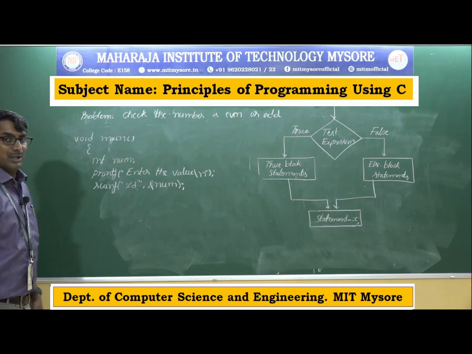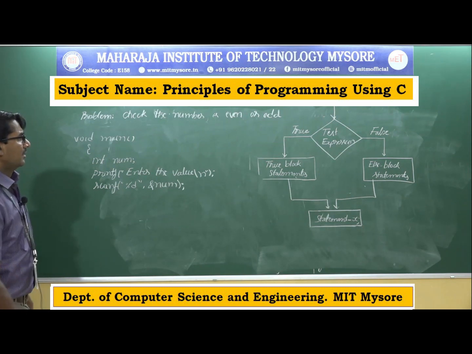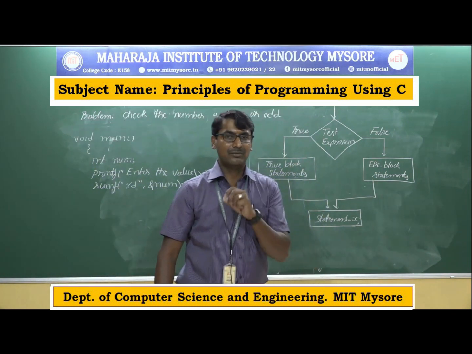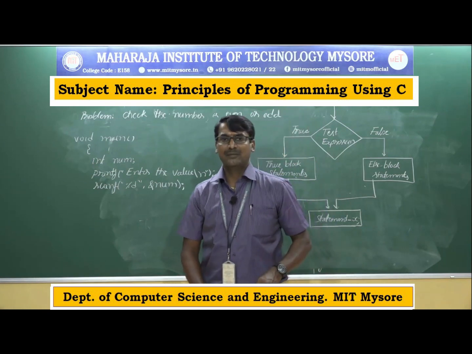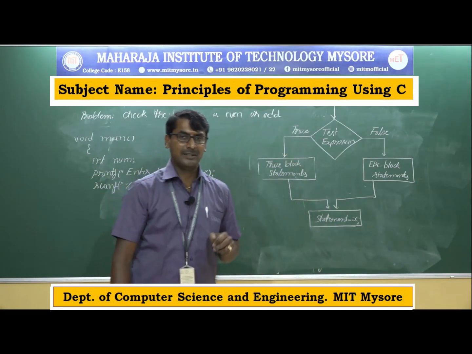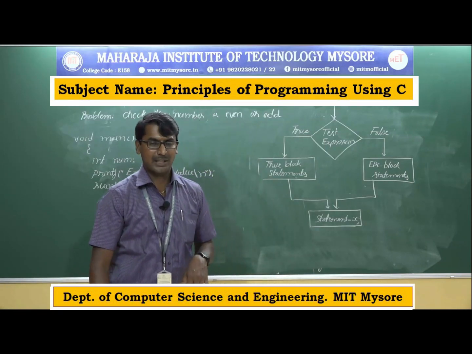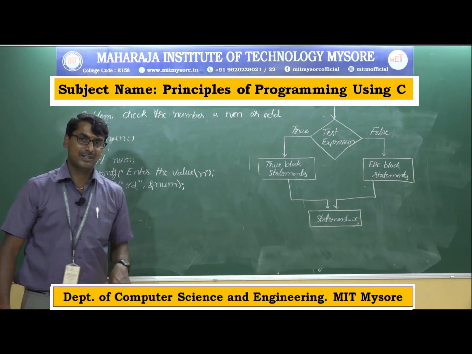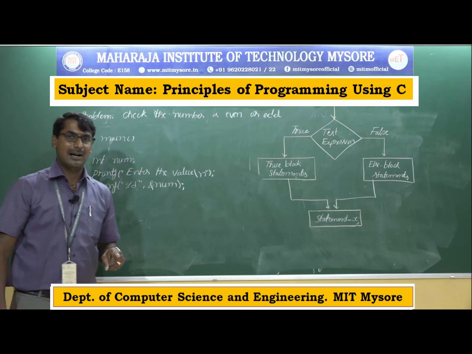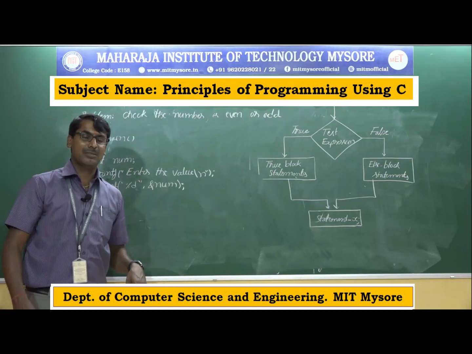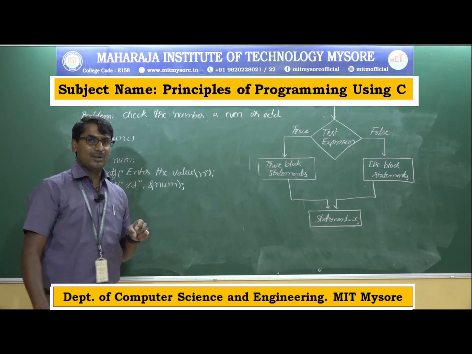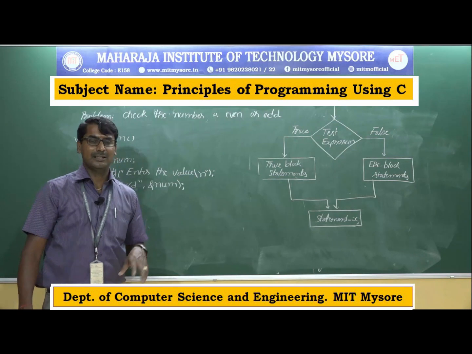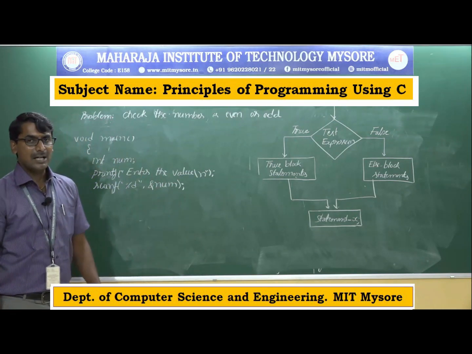Now, here we need to check whether the number is even number or odd number. In order to check, there is a condition. When you take the number modulus by 2, if the remainder is 0, then the number is even number. If the remainder is 1, or non-zero, then the number is odd number.